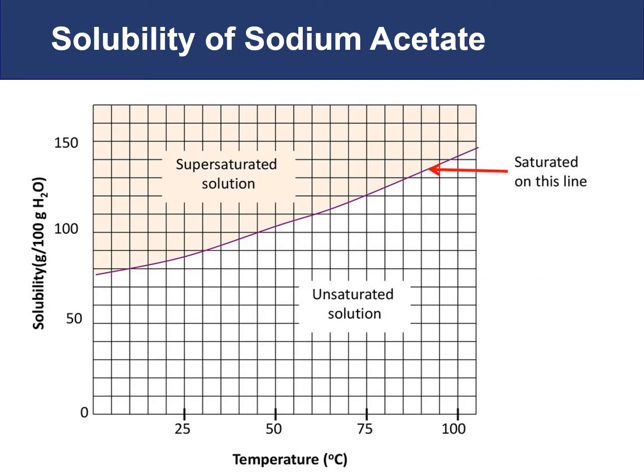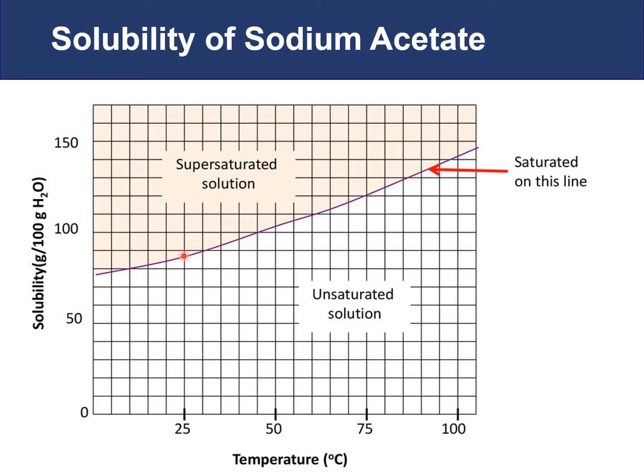Sodium acetate is one of those solutes that is fairly easy to make a stable, supersaturated solution. Sodium acetate itself is very soluble in water. If we look at the solubility curve, we can see that at 25 degrees Celsius, you can get somewhere around 80-ish grams to dissolve in 100 grams of water.